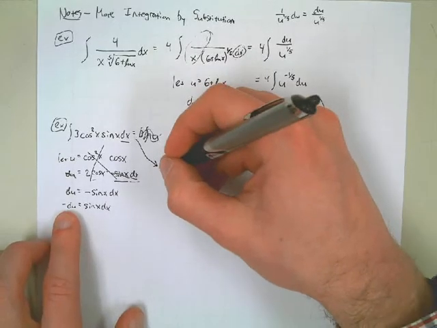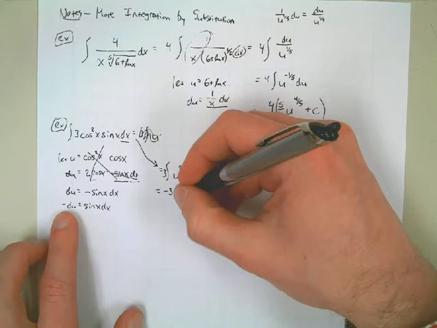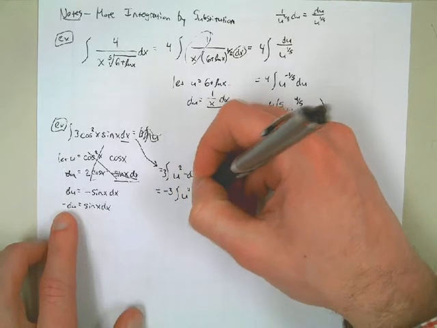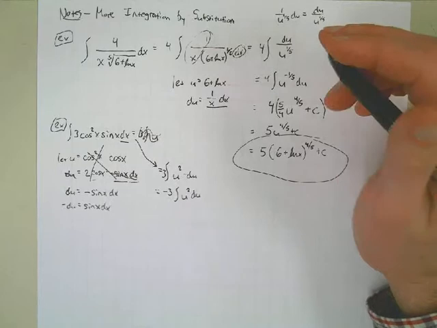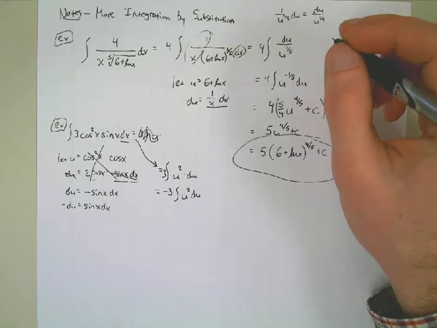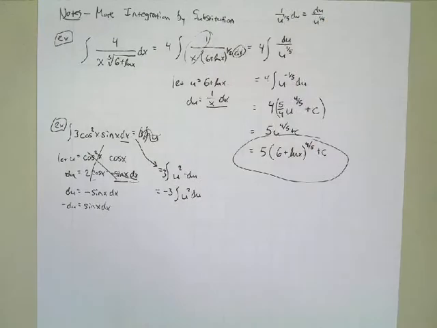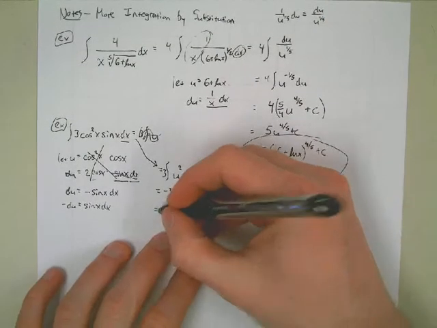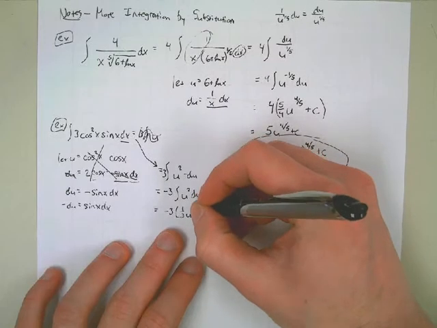So it's negative du, which then really is negative 3 integral u squared du, right? The negative in front can go out front with the 3, the coefficient there. All right, and the integral of u squared is 1/3 u cubed, so 3 times 1/3 u cubed.